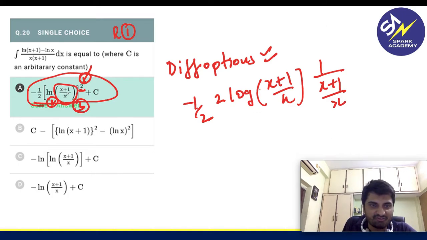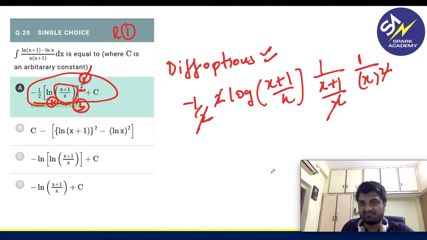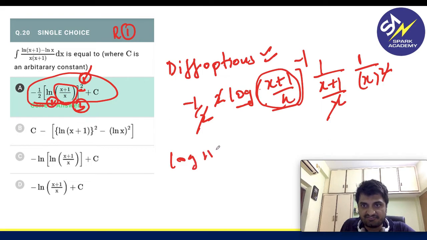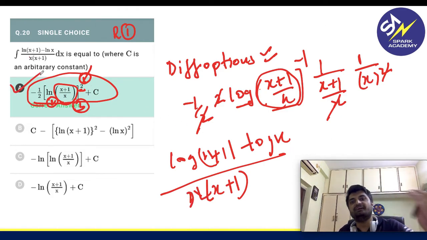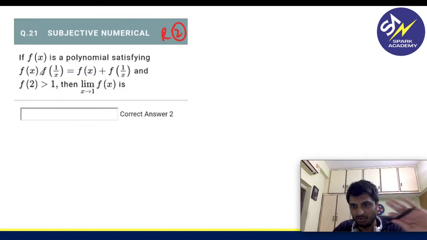I can use the shortcut (a f of x plus b) by (c f of x plus d). 1 minus 0, I am getting, so this will be 1 by x whole square. This is what I am getting. x and square cancelled, guys. 2 and 2 cancelled. This is like log of a by b, I can write log a minus log b. Or I can take it like this. So this I can write as log of x plus 1 minus log x, whole divided by x into x plus 1, which is same as the question, right? So first option, derivative is giving you the question directly. Straight laddu again.